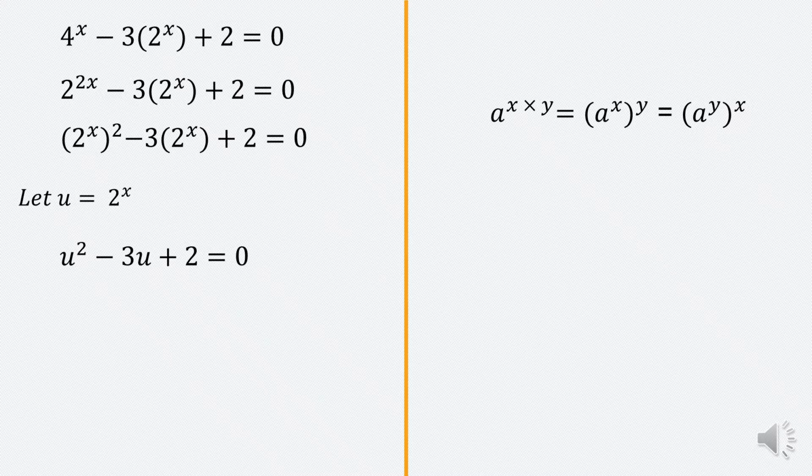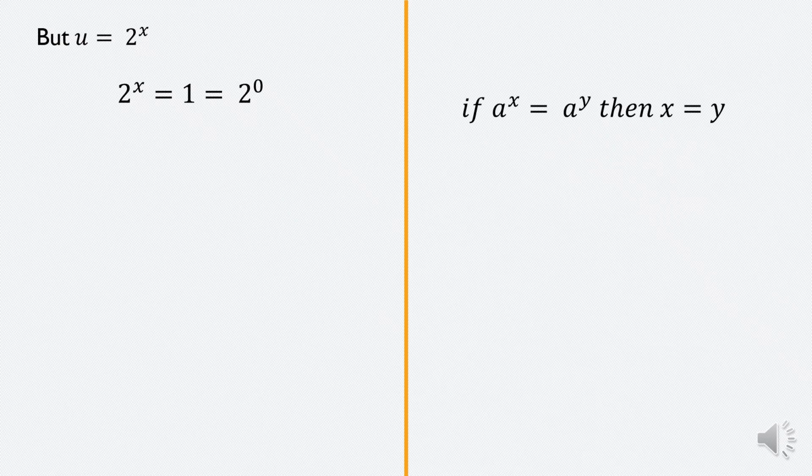So this is a quadratic equation that we can solve for u. So first, let's factorize. I have u minus 2 in one bracket and u minus 1 in another bracket. Solving for u, we have u equals 2 or u equals 1. So now at this point, I can bring back 2^x, right?